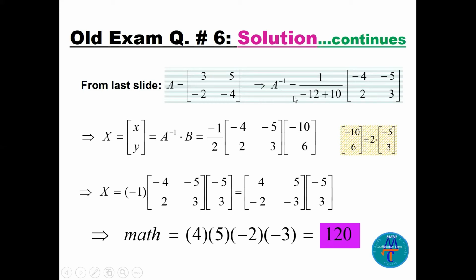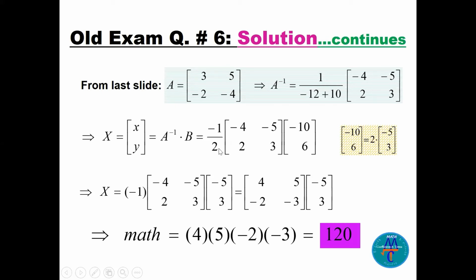So now x will be A inverse times B. So this will be 1 over minus 12 plus 10, which is minus half, times the 2 by 2 inverse, and this is minus 10 and 6. Remember, minus 10, 6 is a matrix. I can take 2 as a common factor, as a scalar. It becomes minus 5 and 3.